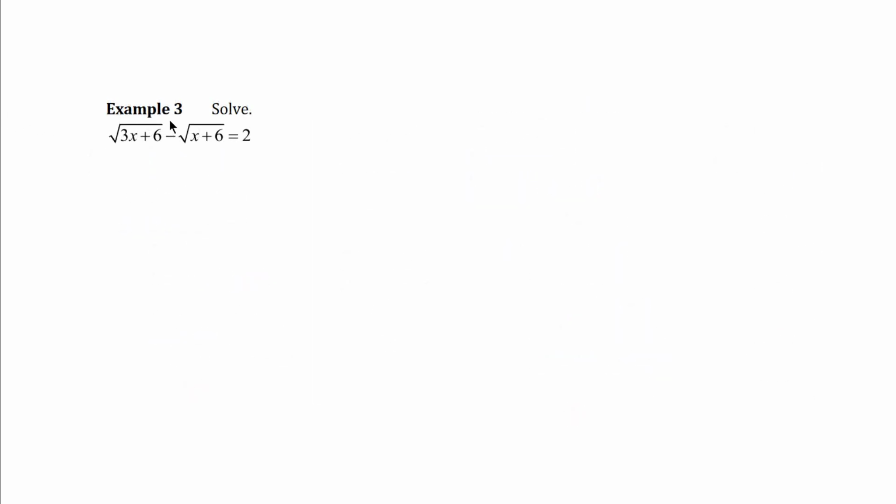For example number 3, solve. We have the square root of 3x plus 6 minus the square root of x plus 6 equals 2. In this equation, we have two radicals. We still need to isolate one of them on one side of the equation. So first, I'm going to add the square root of x plus 6 to both sides of the equation. The result is the square root of 3x plus 6 equals 2 plus the square root of x plus 6.